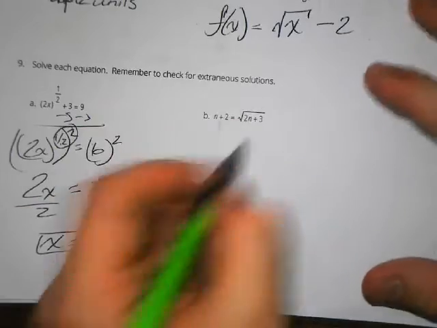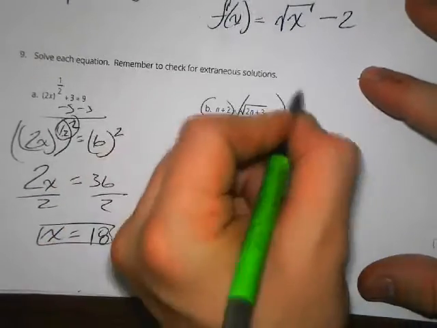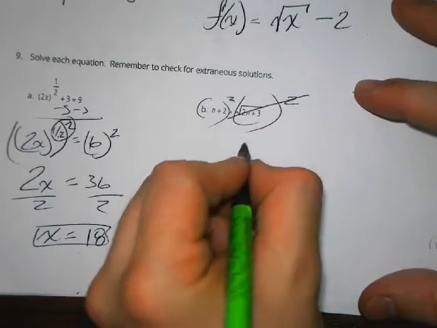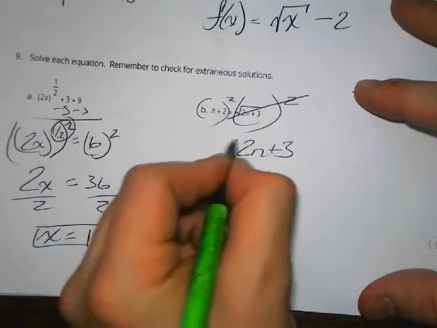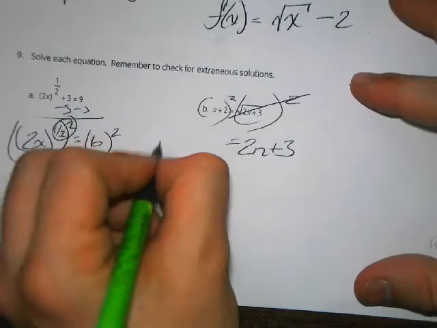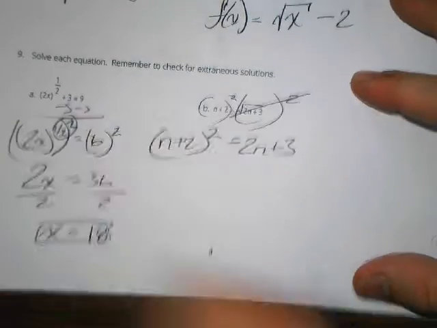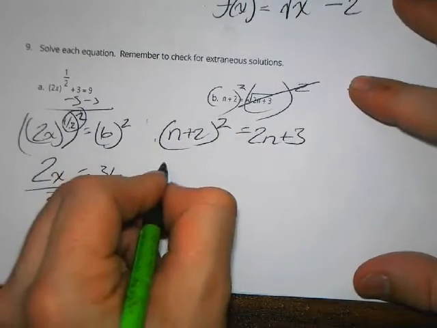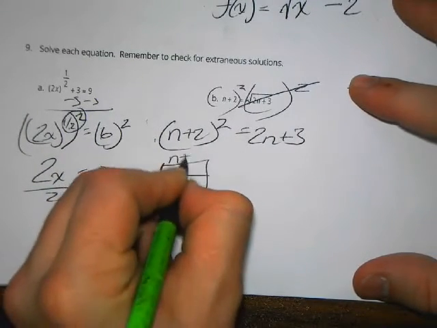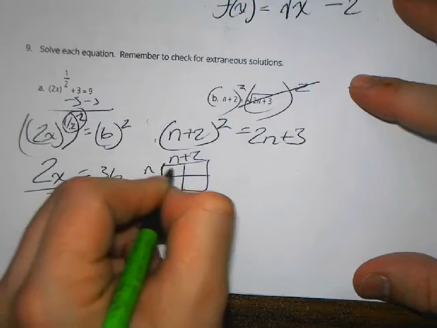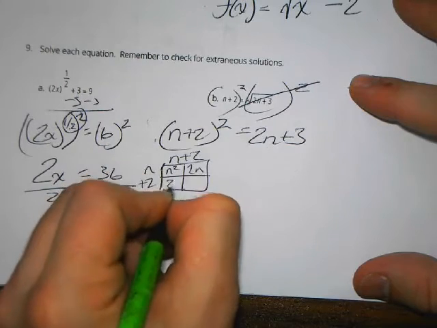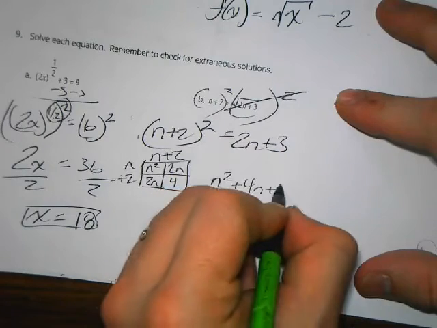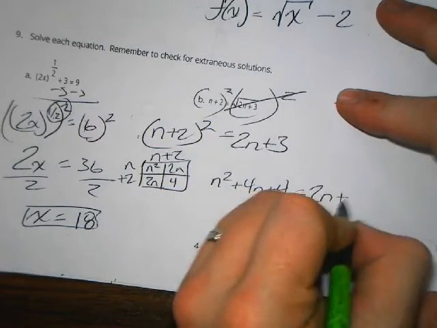Part B has a square root on one side. So the opposite of a square root is the square. When we square a square root, we're going to be left with just what's underneath the radical, the radicand, and then we have n plus 2 squared. This over here we can just expand out. This is n plus 2 and n plus 2. This will give me n squared, 2n, 2n, 4, which will give me n squared plus 4n plus 4 equals 2n plus 3.